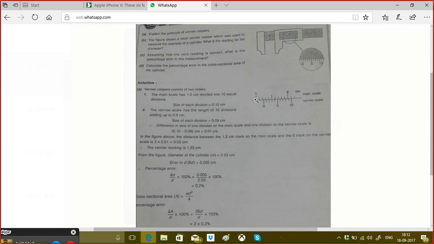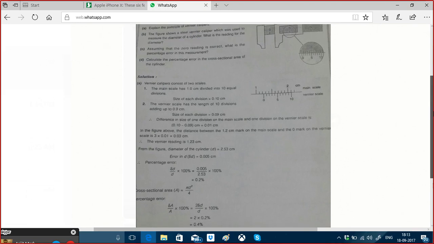Okay, so now after 1 you can see which column is coinciding exactly. So you can see that after 1 point, 1, 2, 3, 4, 5, second division, that is 0.10, this is 2. 1.2, yes, 1.2, that is here. Are you able to see here?